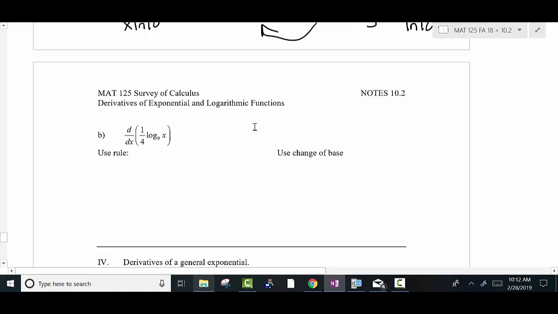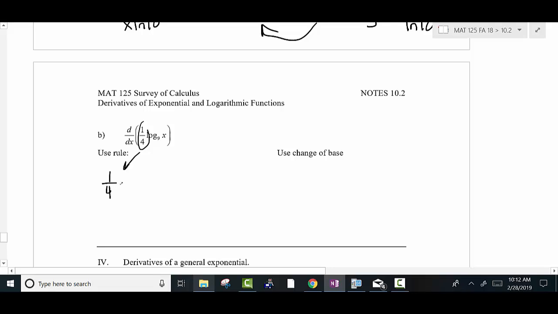So let's go to the next page and let's do one more like this, and then I'll give you one to try to do here. When you do this, just do the rule. 1/4 is a constant, so what do you do with that constant? You just write it down.